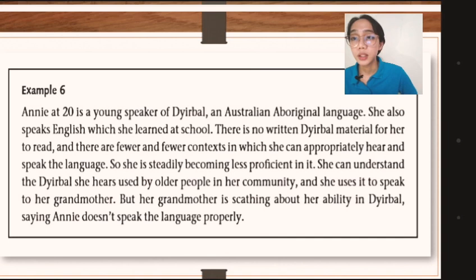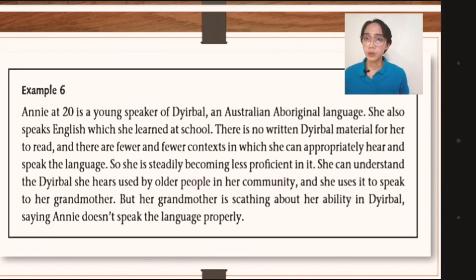Annie at 20 is a young speaker of Dyirbal, an Australian Aboriginal language. She also speaks English, which she learned at school. There is no written Dyirbal material for her to read, and there are fewer and fewer contexts in which she can appropriately hear and speak the language. So she is steadily becoming less proficient in it. Okay, she can understand the Dyirbal she hears used by older people in her community, and she uses it to speak to her grandmother, but her grandmother is scathing about her ability in Dyirbal, saying Annie doesn't speak the language properly.